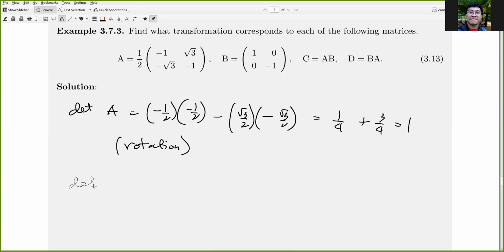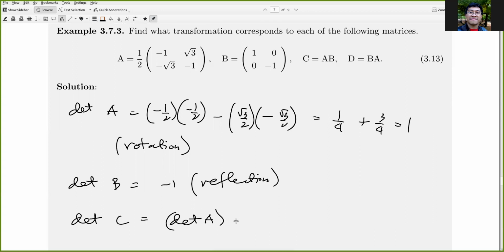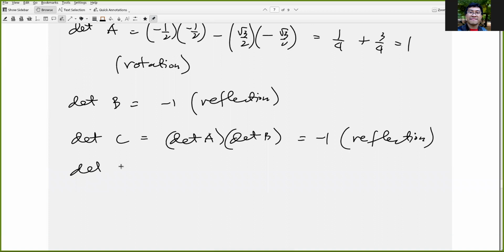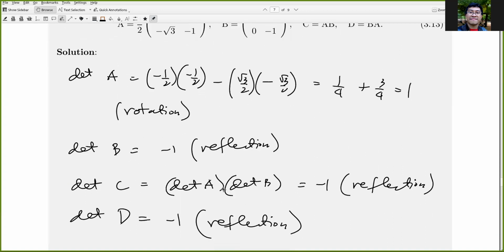For B, the determinant of B is negative 1, so it's a reflection. For the determinant of C, that's just the determinant of A times the determinant of B, which would be negative 1, or reflection. Similarly, the determinant of D is also negative 1, so it's a reflection. Now we know what kind of transformation they are: rotation, reflection, reflection.